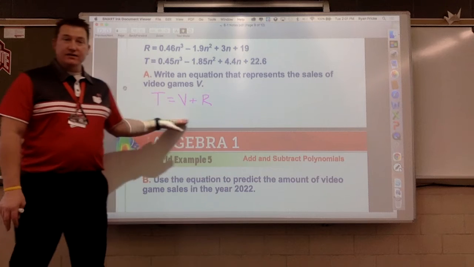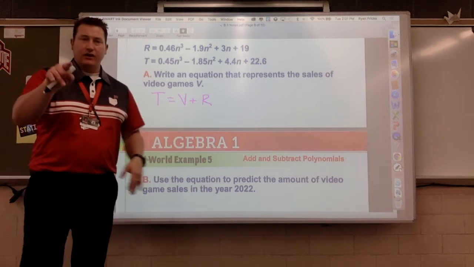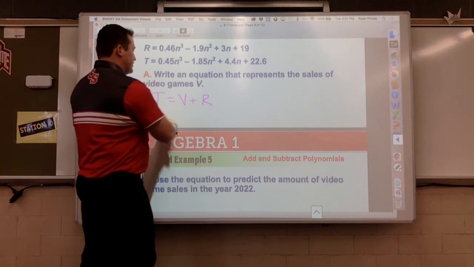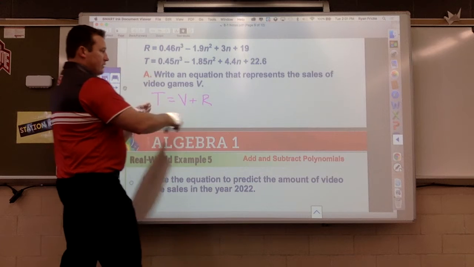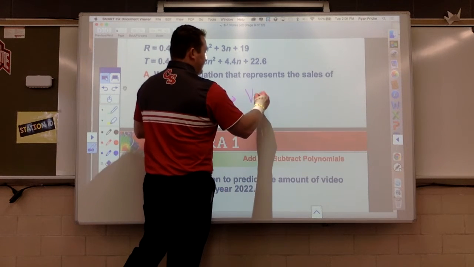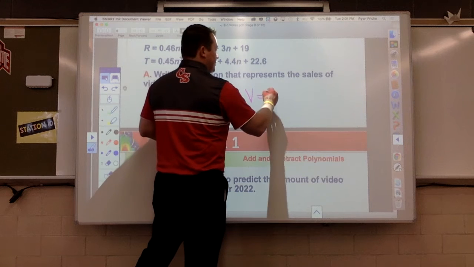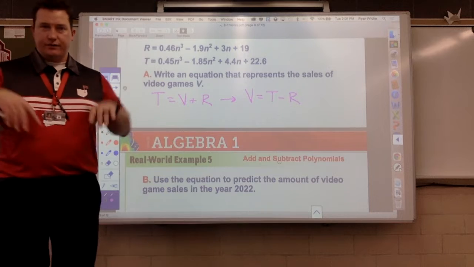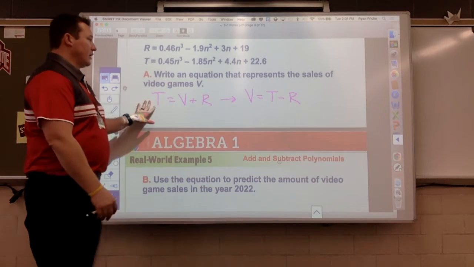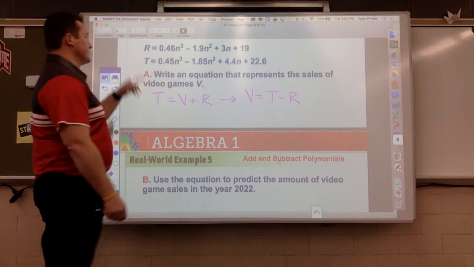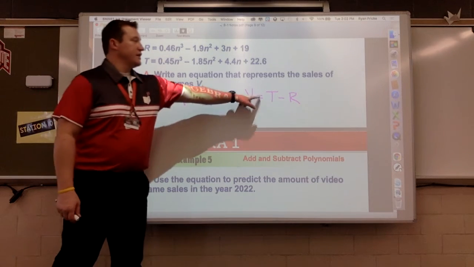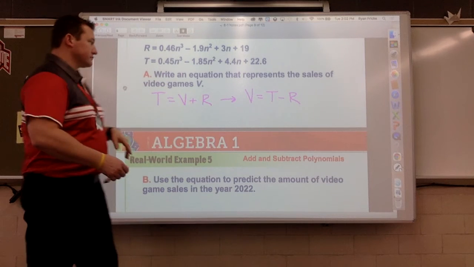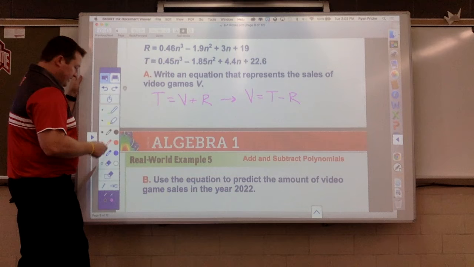So look, can we easily solve this equation for V? Yeah, this is literal equations, section 3-6 or 3-7, whatever it was. So solve this equation for V. In other words, we're going to subtract an R here. And this will turn into video games equal the total number of sales minus the traditional toys. All right, there it is. So video games equals this minus this. You guys good with that? Again, that's all it wanted me to do.